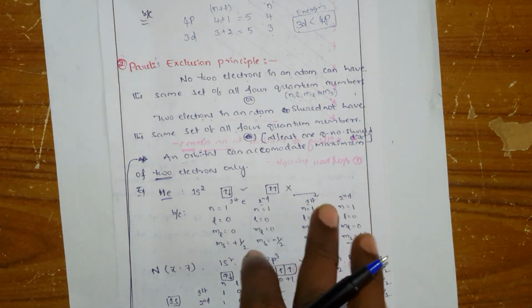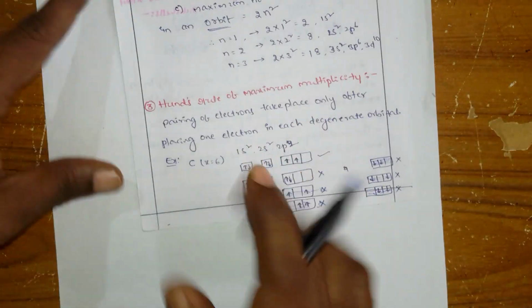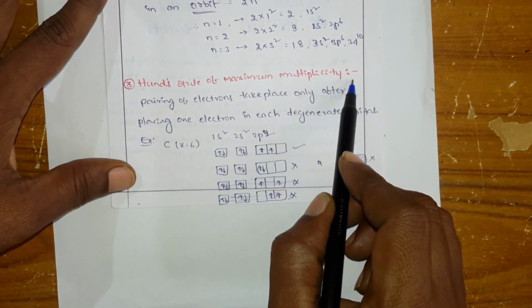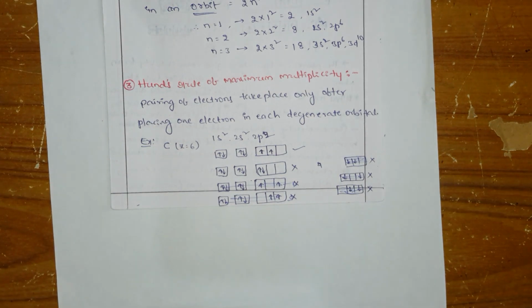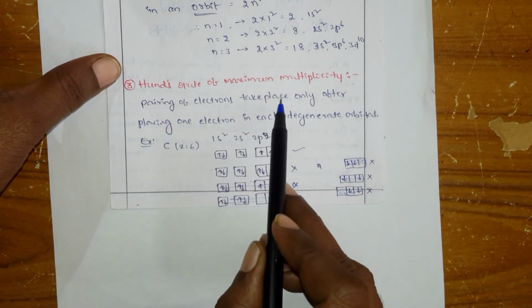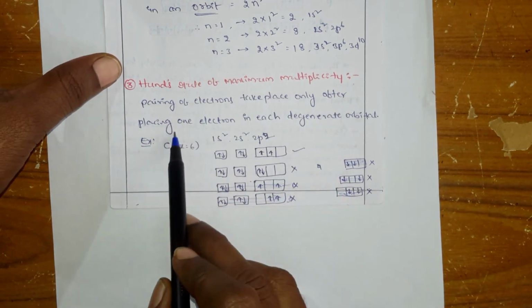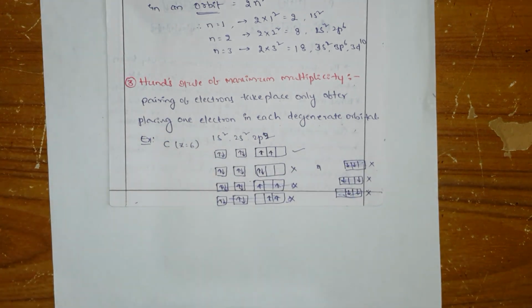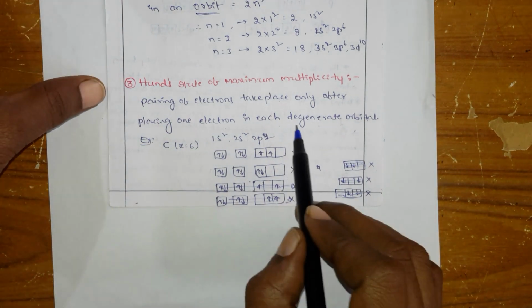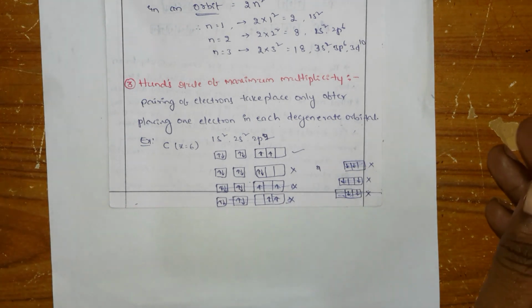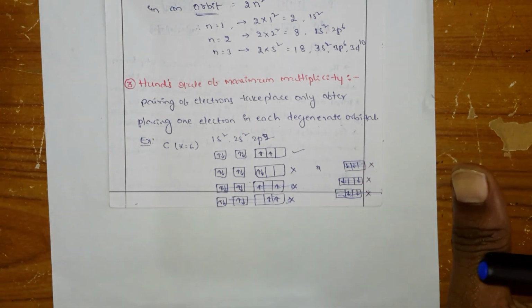Okay, and the next one is Hund's rule of maximum multiplicity. What is the Hund's rule? The Hund's rule is that pairing of electrons takes place only after placing one electron in each degenerate orbital. Okay, so what is this? In degenerate orbitals, what are degenerate orbitals? Degenerate means whatever the orbitals' energy is the same.